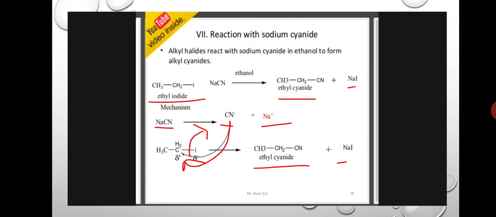And next is reaction with sodium cyanide. Alkyl halides react with sodium cyanide in presence of ethanol to form alkyl cyanides. First, ethyl iodide reacts with sodium cyanide in presence of ethanol and forms ethyl cyanide. First sodium cyanide dissociates into cyanide ion and Na plus ion. This cyanide nucleophile attacks the alkyl halide carbon and forms ethyl cyanide.